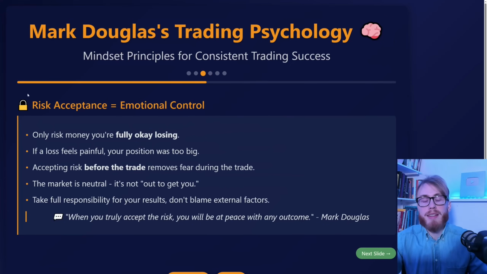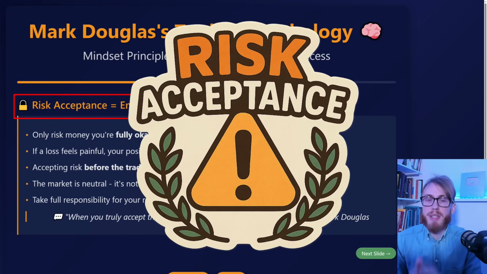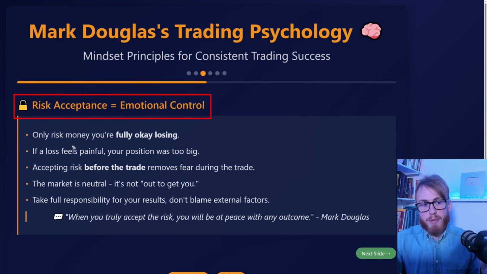All right, so here, and this is very important, let's dive a little bit deeper into risk acceptance. So first of all, and this is very important, you only want to risk money you are fully okay losing. And as a rule of thumb, this can be very useful. If a loss really feels painful, if you lose a trade and you're like, this really sucked, I almost can't take it. If that's a feeling you have, then you are probably having a too large position.